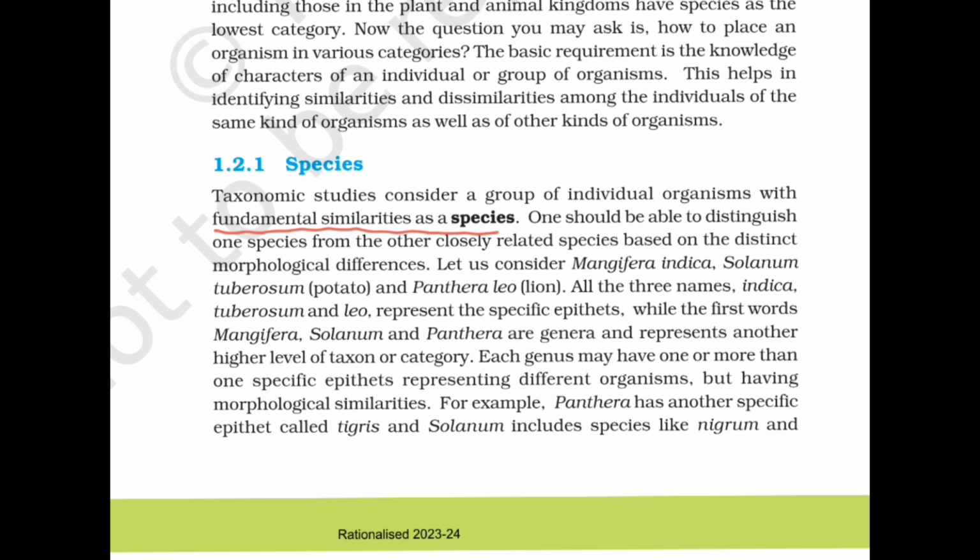Species is the base. One should be able to distinguish one species from the other closely related species based on the distinct morphological differences. Let us consider Mangifera indica. By the way, for your information, Mangifera indica is the scientific name of mango. Solanum tuberosum is the scientific name of potato. Panthera leo is the scientific name of lion. Please note, this is important. All 3 names, indica, tuberosum and leo, are species names. They are specific epithets. While the first words, Mangifera, Solanum, Panthera, are genus names, generic names, okay? Mangifera, Solanum, Panthera are genera and represent another higher level of taxonomic category.